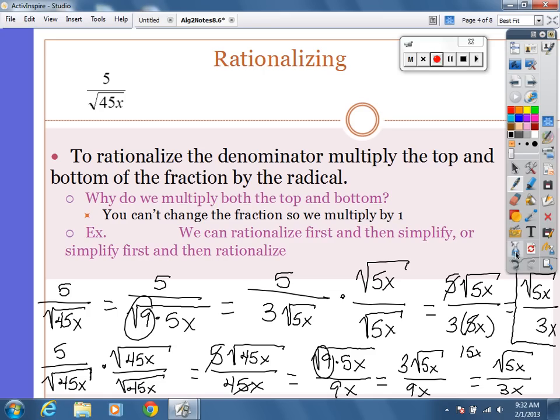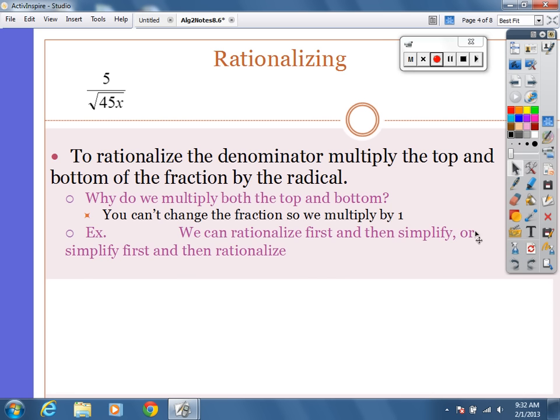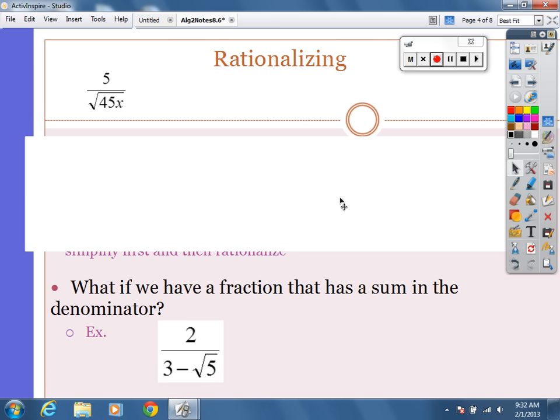Let's clear annotations. Let's move this guy. Okay. What if we have a fraction that has a sum in the denominator? Something like this. How do I get rid of the radical here?